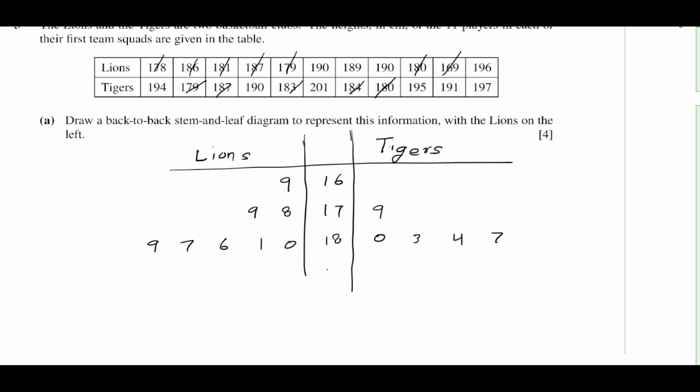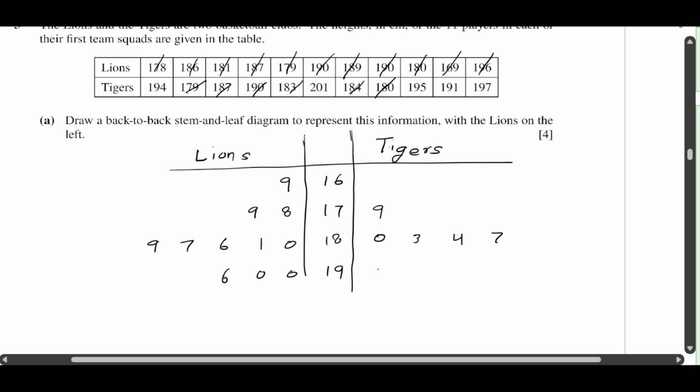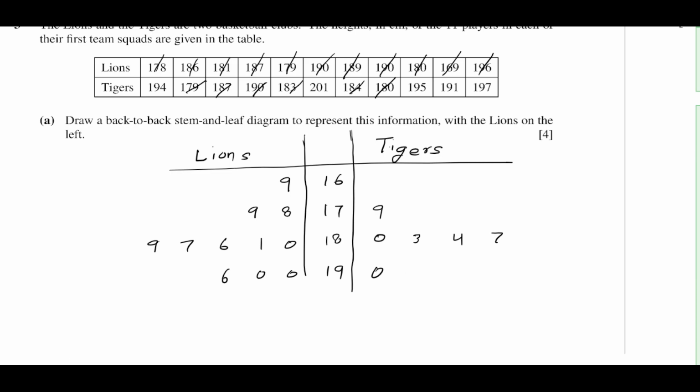Okay. Then with 19, if I start with 19, we have 190 over here. 89 I have already included. So 190 is two times, so again one more 190. And then I have 196. On the right side it is 190.